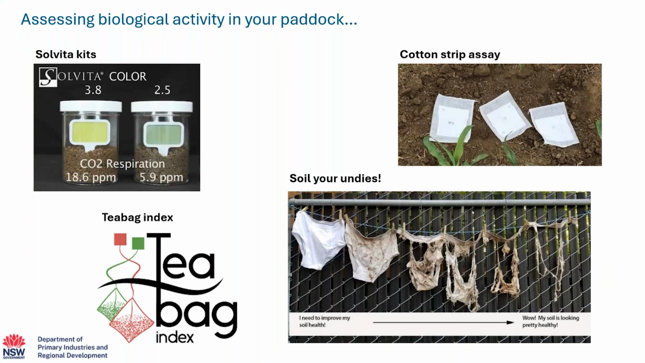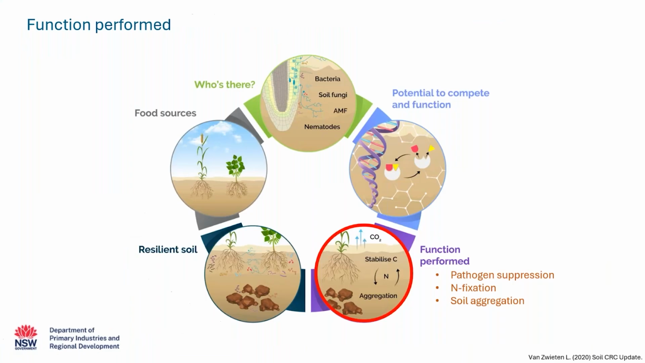The teabag index, cotton strip assays, and the soil undies tests are other easy, accessible tests that involve burying organic material for a couple of months and digging them up to assess decomposition, giving an indication of soil biological activity. The more degraded the teabag, strips, or undies reflects a more biologically active soil. These may be useful techniques to compare between sites, treatments, or management interventions. So these methods assess potential for microbial activities.